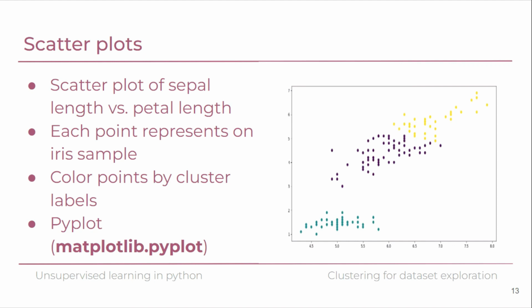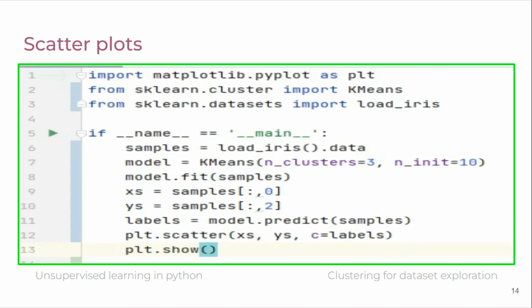To create a scatter plot like this, use pyplot. Firstly, import pyplot. It is conventionally imported as plt. Now get the x and y coordinates of each sample. Sepal length is in the 0th column of the array, while petal length is in the 2nd column. Now call the plt.scatter function, passing the x and y coordinates and specifying c equals labels to color by cluster label. When you are ready to show your plot, call plt.show.